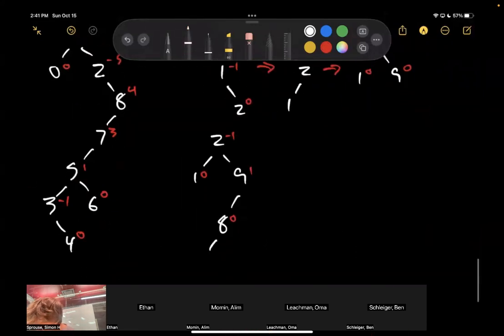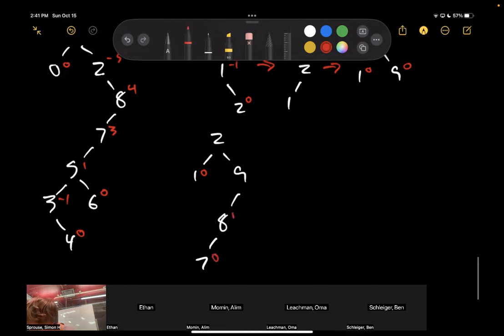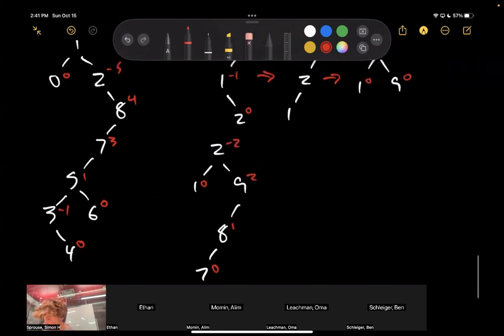See, 7 will go here. And we're going to have to recompute these numbers. So 7 is here, 1, 2. Okay, so you can see we have illegal balance numbers. This is no longer a legit AVL tree. So we've got to do something about it.